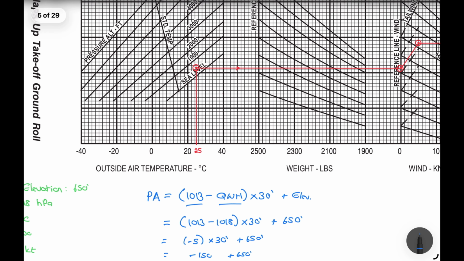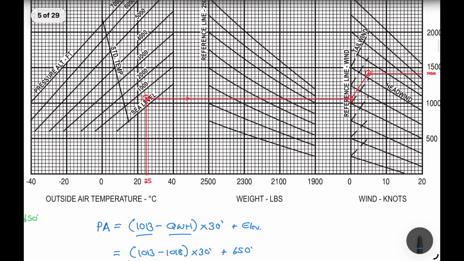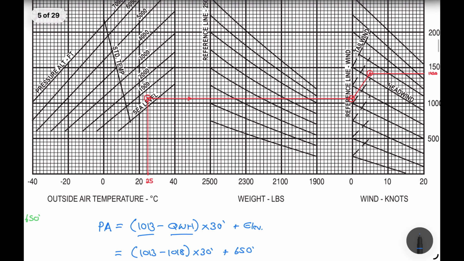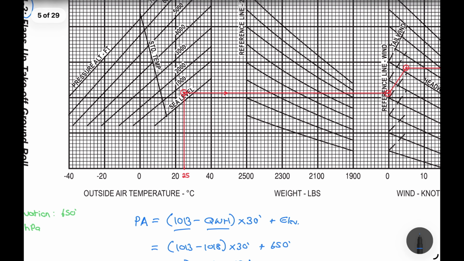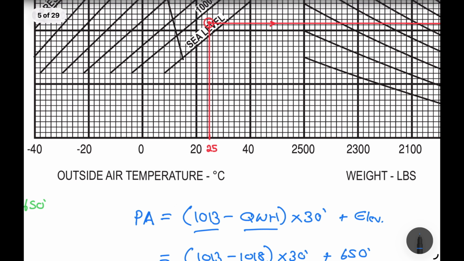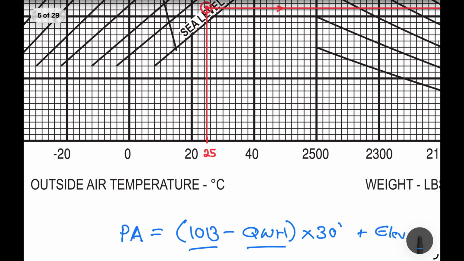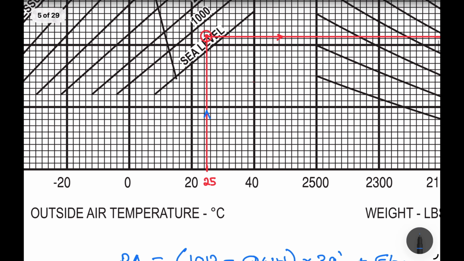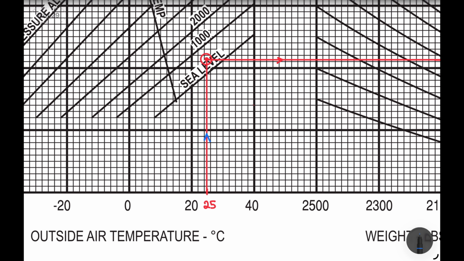Right, so I've already populated all of the lines and everything on the graph, so we can just follow through step by step. The first thing we need to do is start from the outside air temperature reference line at the bottom. We need to find 25 degrees Celsius, which I've already done, and then you draw a line straight up from there. Then we need to find where 25 degrees Celsius intersects with 500 feet of pressure altitude, which we've just worked out. That would be exactly halfway between sea level and 1,000 feet.